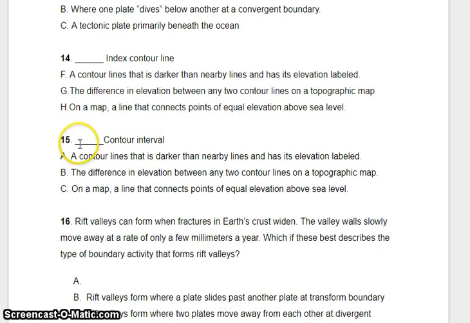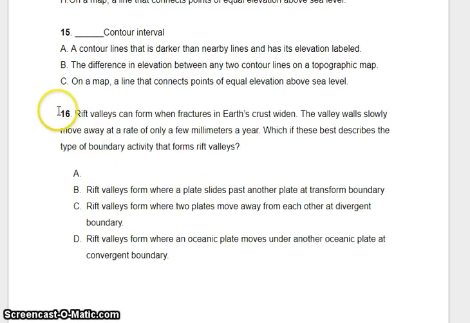15. Contour intervals. A, a contour line that is darker than nearby lines and has an elevation labeled. B, the difference in elevation between any two contour lines on a topographic map. C, on a map, a line that connects points of equal elevation above sea level. Contour interval.